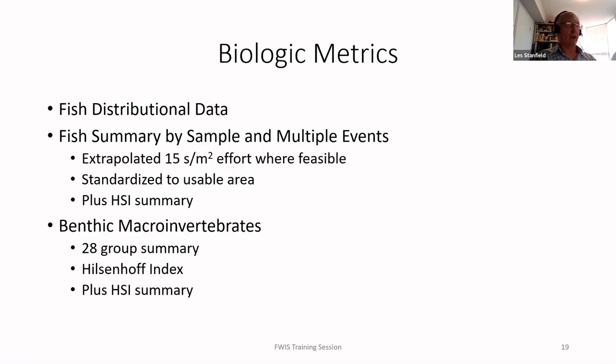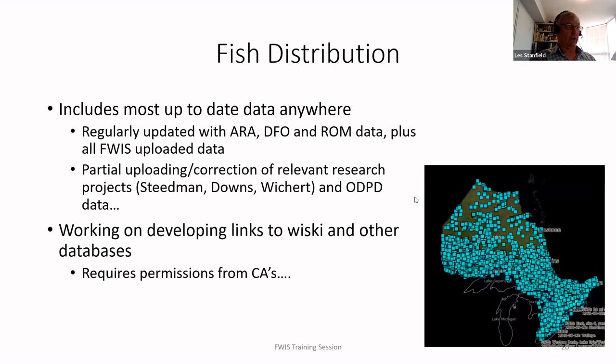Okay, so there are a number of biological metrics. I'm going to pop back out for a second because this is my favorite one. The fish distributional one. We've got fish summaries by a whole bunch of records and benthic macroinvertebrates. We calculate a Hilsenhoff index plus HSI summaries for all of them. These are the coolest. So I can't help myself. I've got to go and do a query for you.